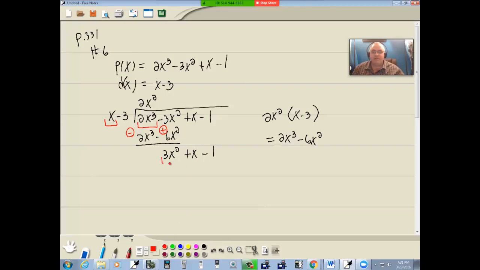Now again, we look at the first term of each, decide what goes up on top. We ask ourselves what times x gives us 3x squared, and that's 3x. Now remember, whatever you put up on top, you're going to multiply by what's out in front. So I'll take 3x times x minus 3. 3x times x gives us 3x squared. 3x times negative 3 gives us negative 9x.